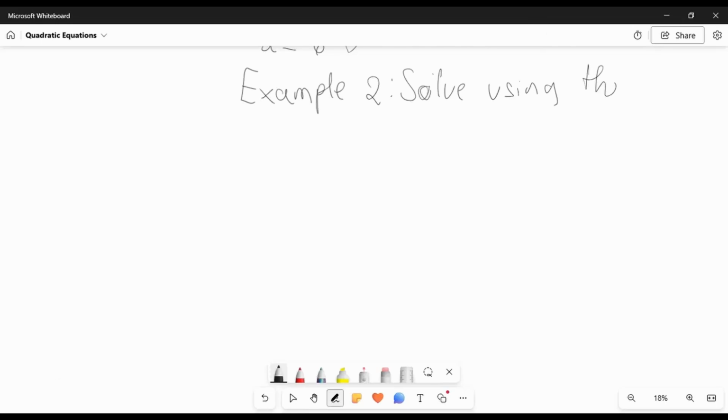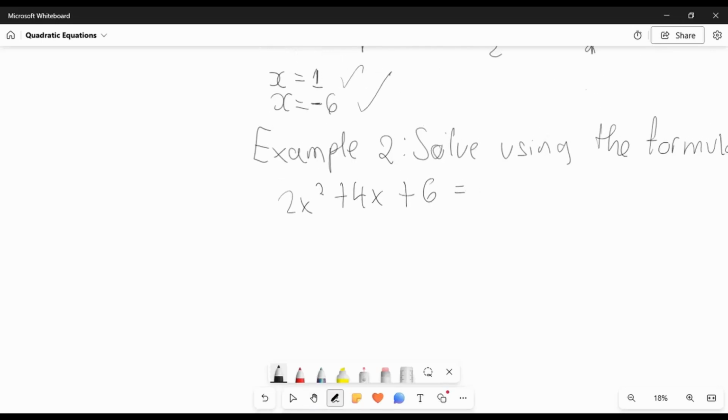Solve using the formula: 2x squared plus 4x plus 6. Since all are even numbers, let's do it now. A is 2, B is 4, and C is 6. To be safe and know where you are before doing any quadratic formula question, write all your ABC values in order not to get lost. So now let's start our question.